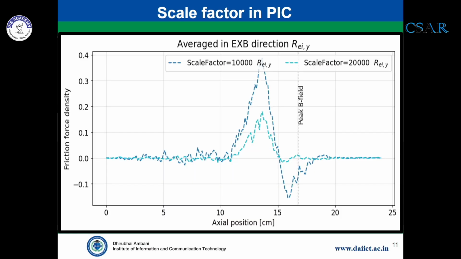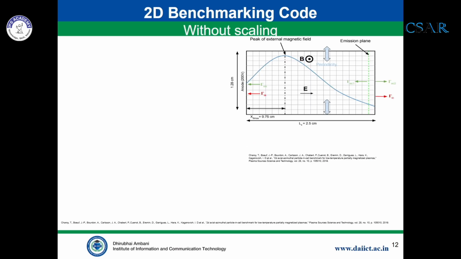So when we look at the force density calculations, you can see that with the scale factor, we have a significant reduction in the force density, and this in effect will lead to a subestimation of the electron flux. So we need to do it without scaling.